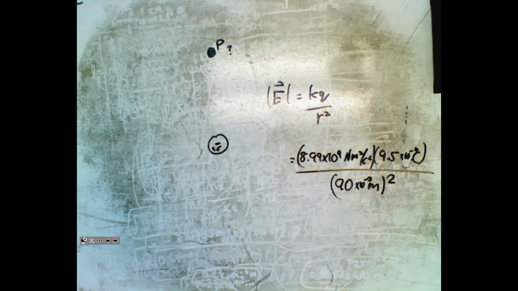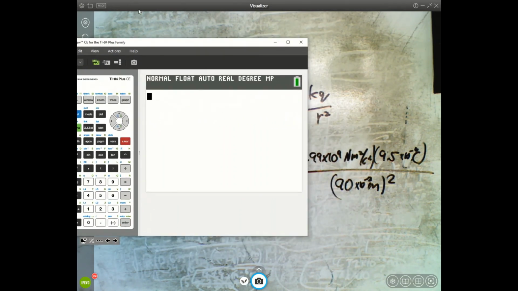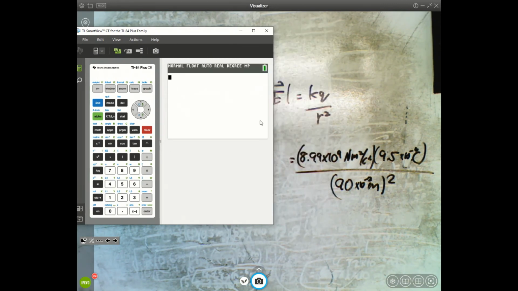So if I plug that all into my calculator, so I'll go alpha K. So I want to put a bracket in there. So alpha K times 9.5 E negative 6 times 10 to the negative 6. And then on the bottom, we have 90 E2, and we'll square that. And yeah, that's what we get as our answer.